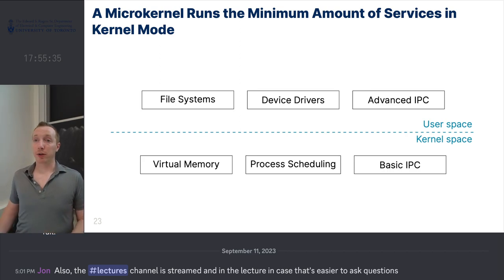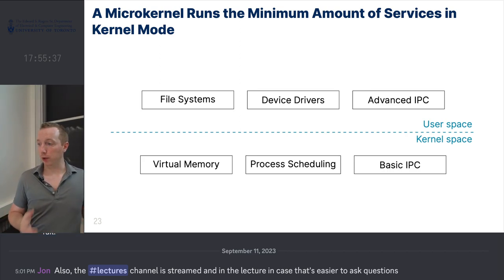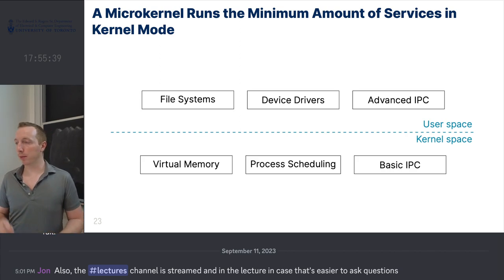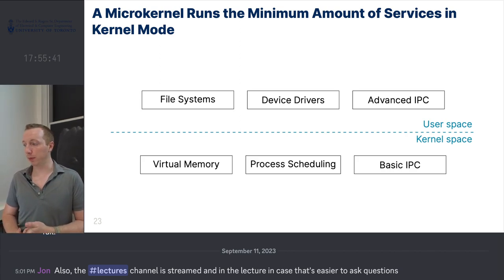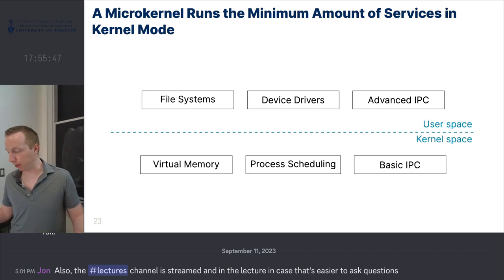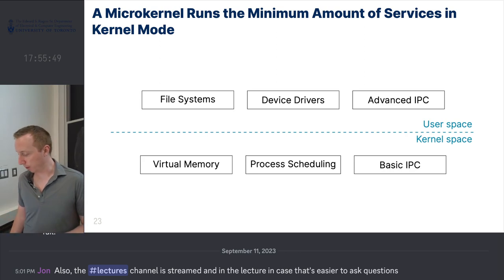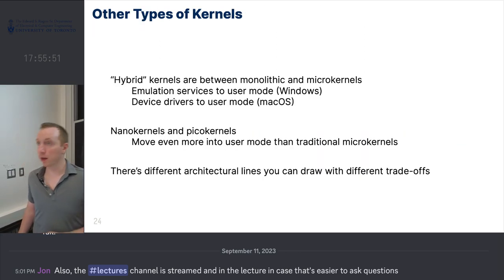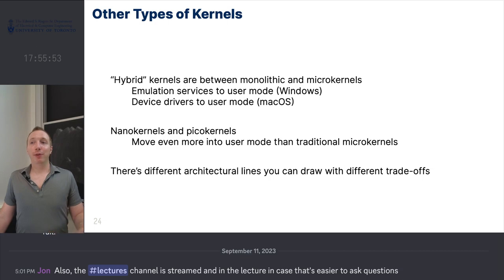But you can move things up into user space. So your file systems and your device driver code could all be in user space, or advanced types of IPC that are more than sending bytes, like sending messages or something like that. And those are not the only two options. There are many different ways to draw those lines, each with different trade-offs.